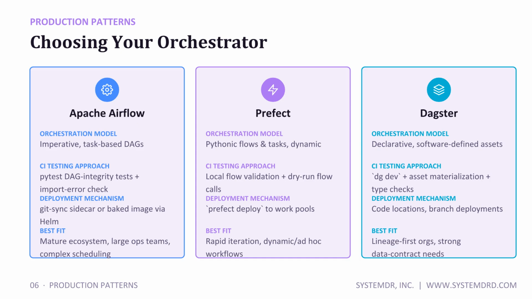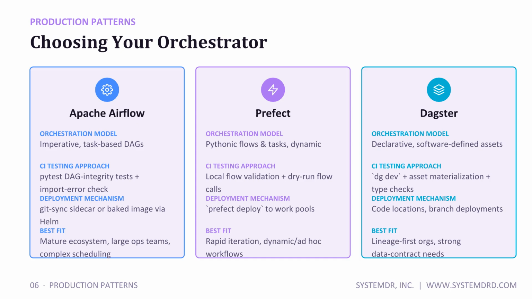Now let's compare how this actually plays out across the 3 major platforms, because the CI and deployment story looks meaningfully different depending on which one you're running. Airflow uses an imperative task-based model. You explicitly wire operators together into a DAG. Its CI story typically centers on exactly the kind of test we just looked at. Import every DAG module, scan for import errors. Deployment usually means either a git sync sidecar pulling files from a repo on a schedule, or baking DAGs into a versioned Docker image deployed via Helm. Airflow tends to be the right fit for organizations with real platform engineering investment and thousands of tasks that need to run reliably at scale.